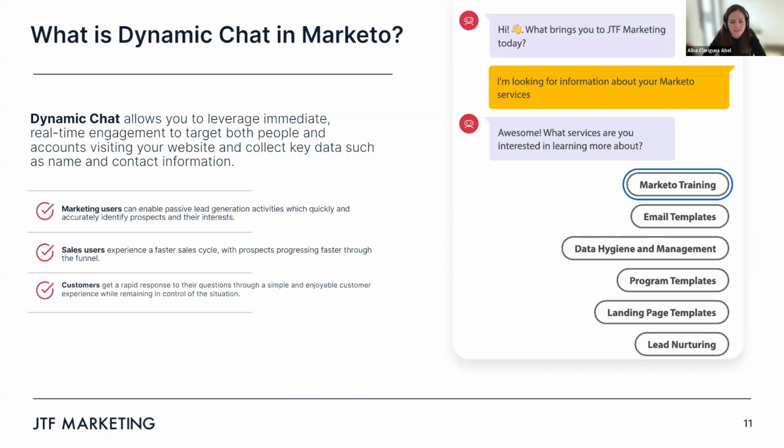Here in the use cases, I try to align them with the sales funnel. So we can use dynamic chat for lead generation. We can capture new names using dynamic chat. And also we can use it for lead qualification, as we can integrate dynamic chat with Marketo fields and qualify our leads better. We can also use it for content engagement.